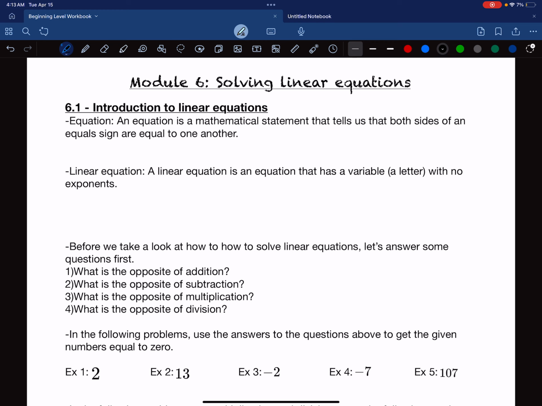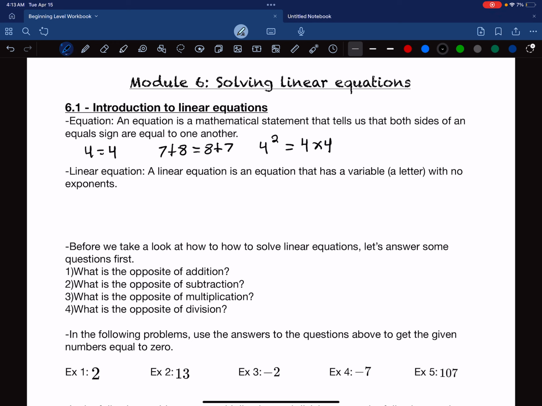In order to do that, let's start talking about the idea of an equation. An equation is a mathematical statement that tells us that both sides of an equal sign are equal to one another. For example, 4 equals 4 is an equation. So is 7 plus 8 equals 8 plus 7. This is telling us that 7 plus 8 is equal to 8 plus 7. Or we can write another equation like 4 squared equals 4 times 4. This is also an equation.